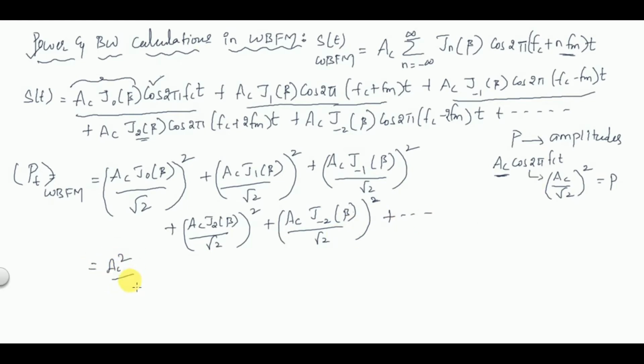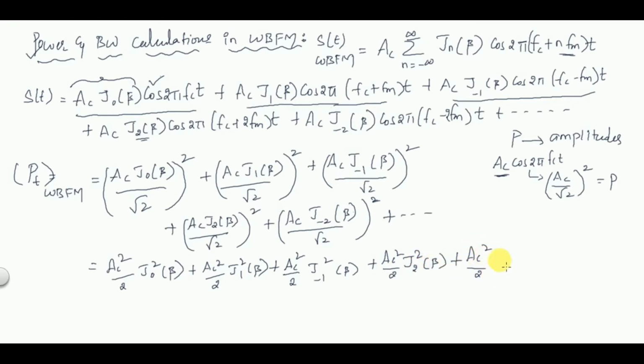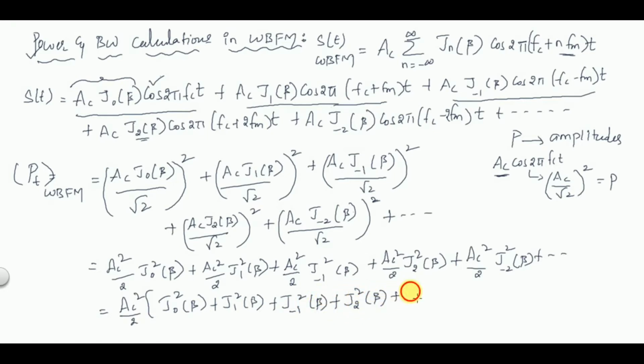So what will we get for AC square by 2 J0 square of beta? For this: AC square by 2 J0 square of beta plus AC square by 2 J1 square of beta plus AC square by 2 J minus 1 square of beta plus AC square by 2 J2 square of beta plus AC square by 2 J minus 2 square of beta plus so on. If you take AC square by 2 common, this becomes J0 square of beta plus J1 square of beta plus J minus 1 square of beta plus J2 square of beta plus J minus 2 square of beta plus so on.